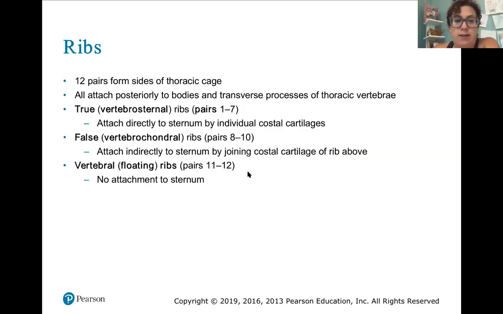And then we have floating ribs. Floating ribs are pairs 11 and 12. They hang out in the back. They're meant for muscle attachment sites, and they don't attach to the sternum.